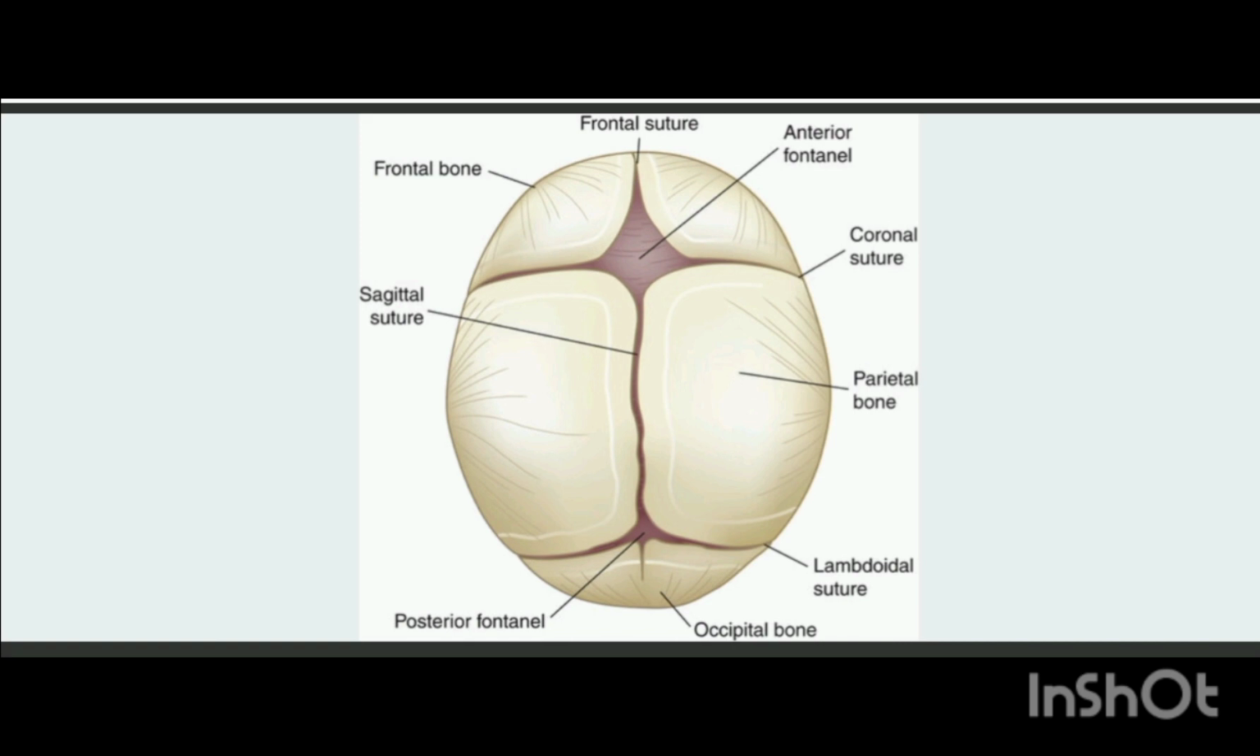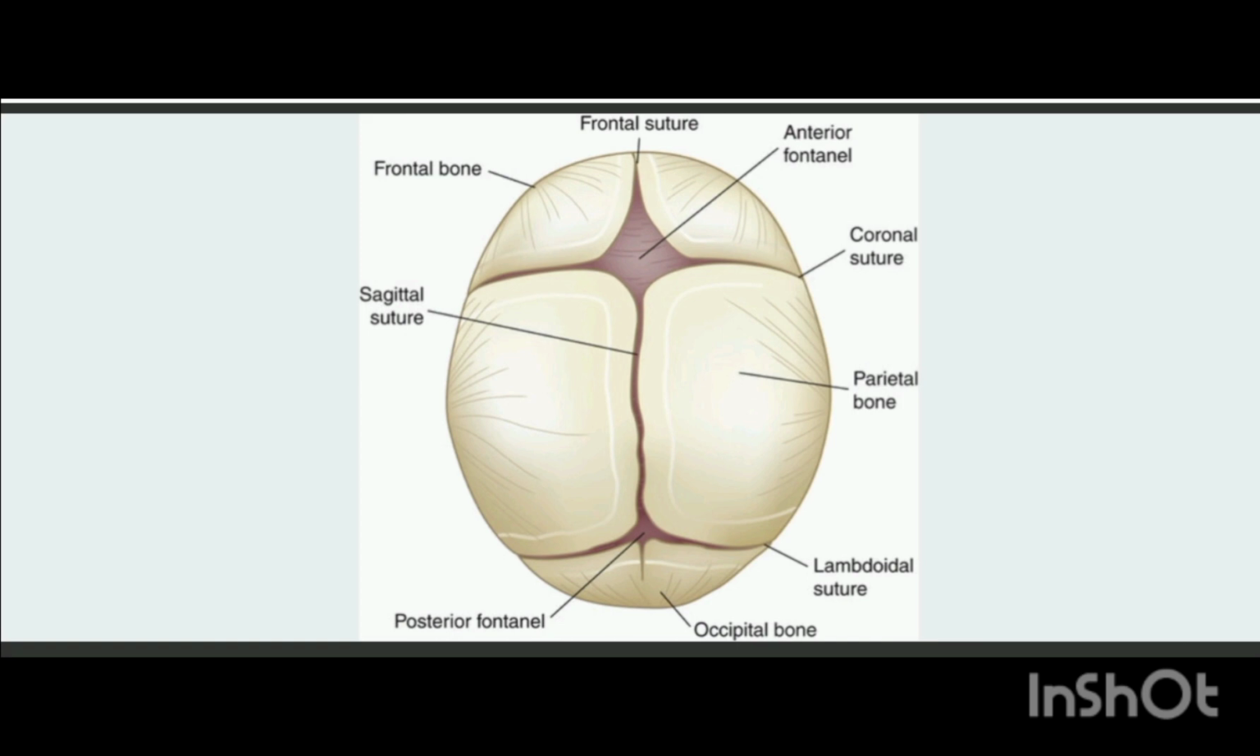There are mainly 2 types of fontanelles in the fetal skull. The first one is the anterior fontanelle. From the picture, the anterior fontanelle is the junction between the 2 frontal bones and 2 parietal bones, the junction of the coronal suture.